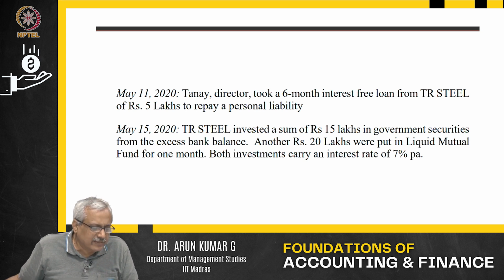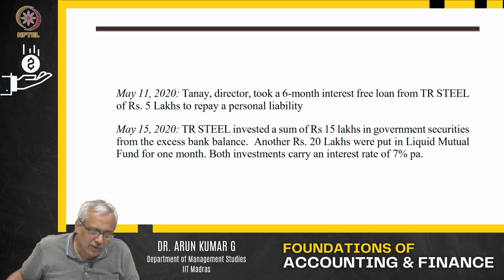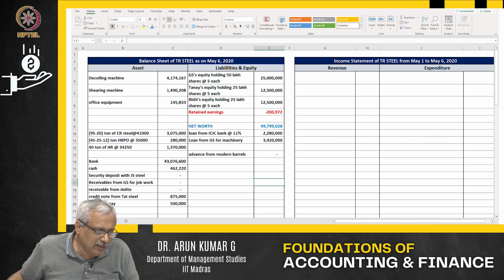May 15th, TR Steel invested 15 lakhs in government securities from the excess bank balance. 20 lakhs were put in a liquid mutual fund for 1 month. Both carry an interest of 7%. Now what is happening? You are doing some treasury functions out there.